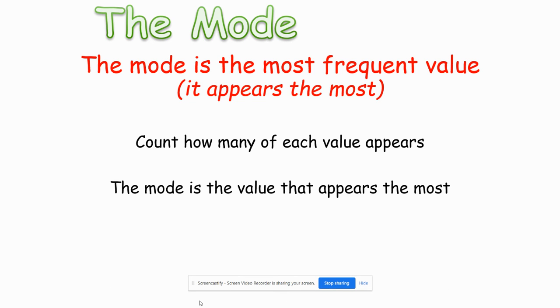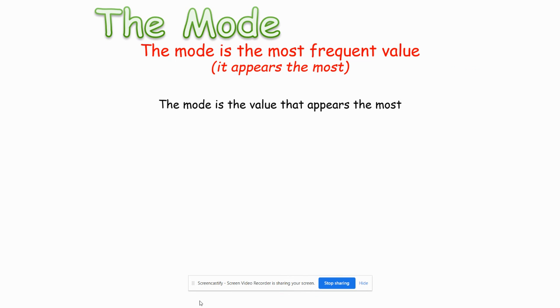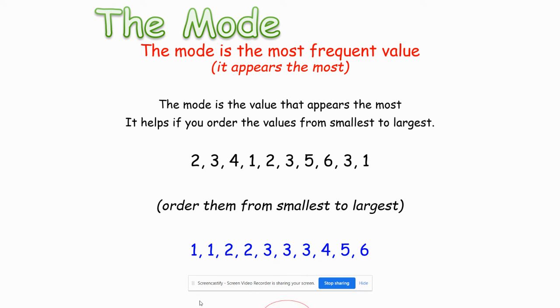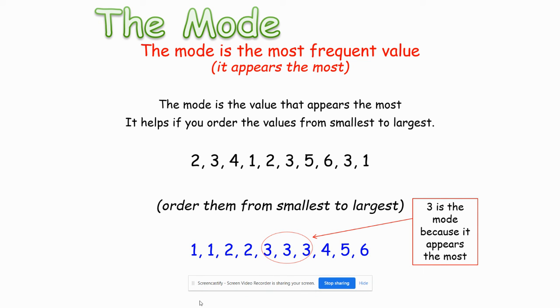Now, the mode is the value that appears the most, and you can have more than one mode. So first thing you've got to do is order the values, smallest to largest. That way, you're grouping all the numbers together and you can see straight away how many of them there are. We put them smallest to largest, and we can see straight away that we've got 3 is the most, therefore the mode is 3.